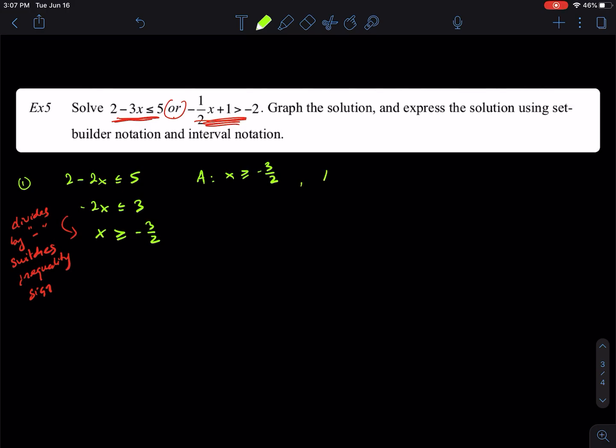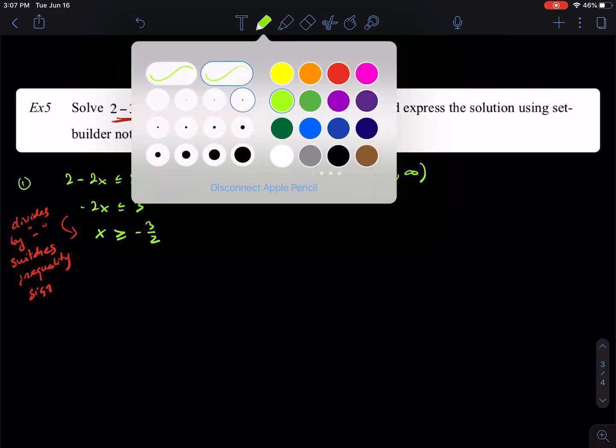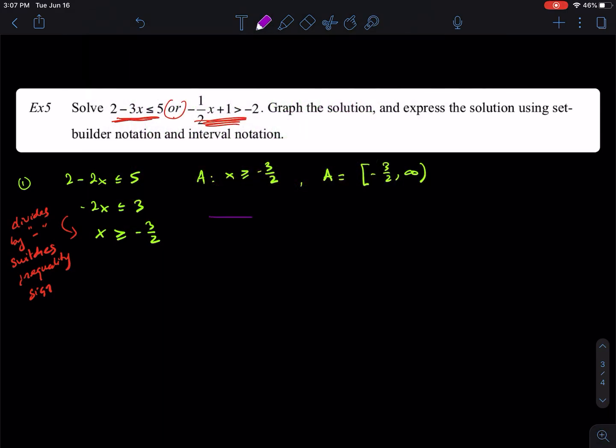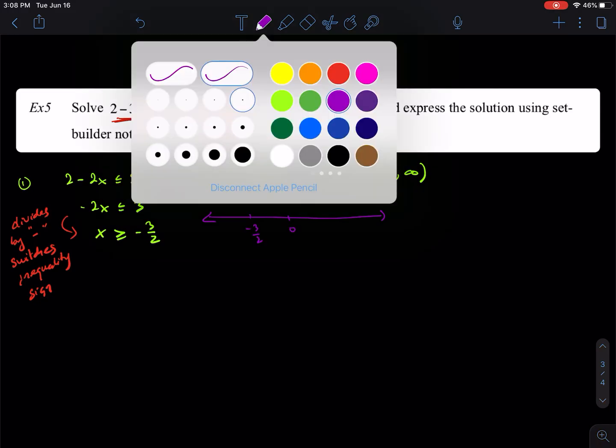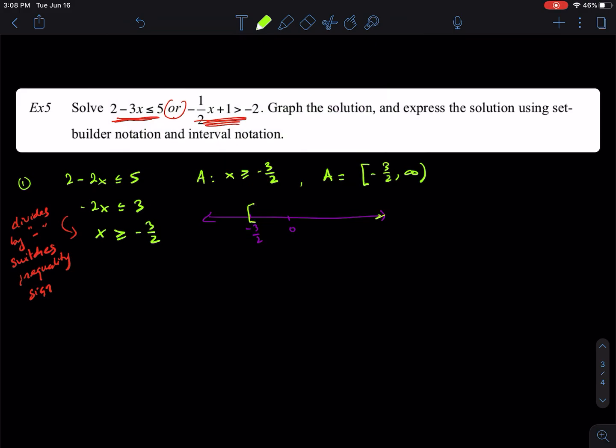And that means A is bracket negative 3/2 to positive infinity. And the graph looks like this. Here is 0, here is negative 3/2, and it's going to go from negative 3/2 all the way up to positive infinity.